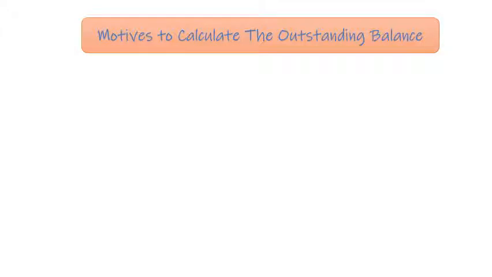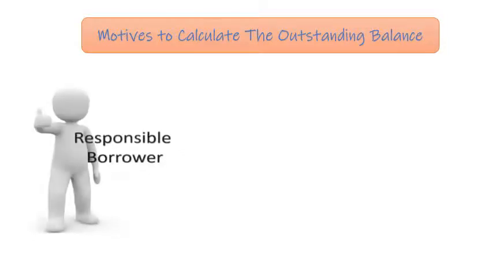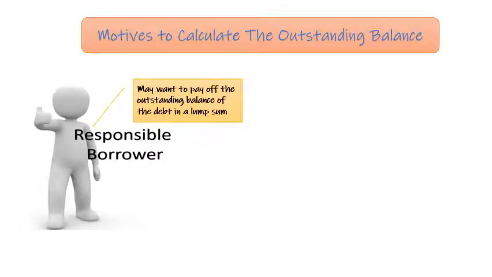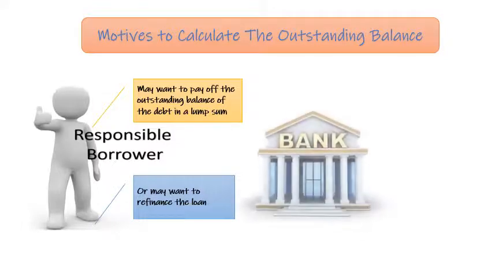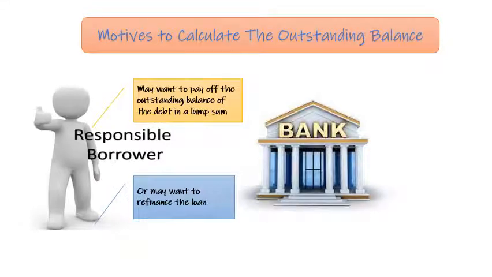After a specific number of periods, the borrower may want to calculate the outstanding balance. The borrower may want to pay off the outstanding balance of the debt in a lump sum, or he or she may want to refinance this loan by taking another loan. So the borrower wants to calculate how much the outstanding balance of debt is. The borrower or the bank may want to calculate the outstanding balance of debt to sell the loan contract to another bank. Okay, so we want to learn how to calculate the outstanding balance of debt after a specific period of time.